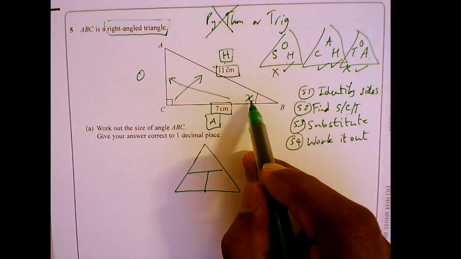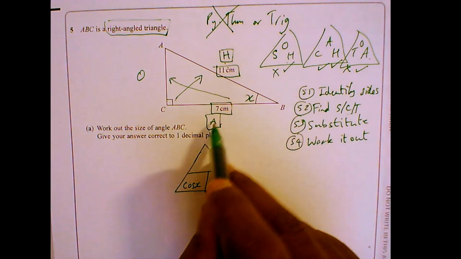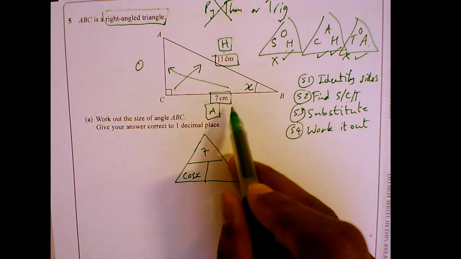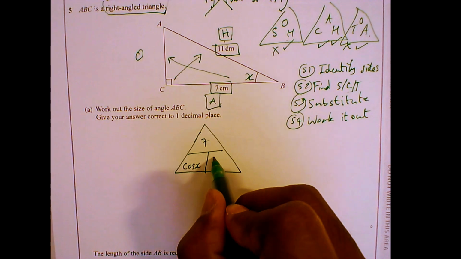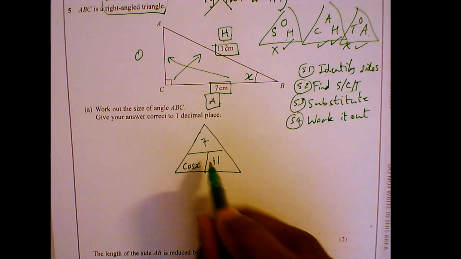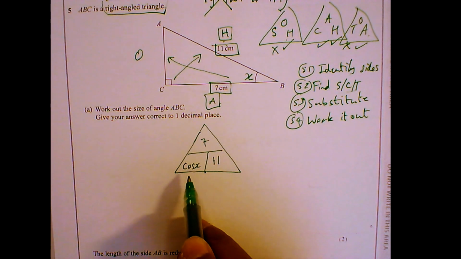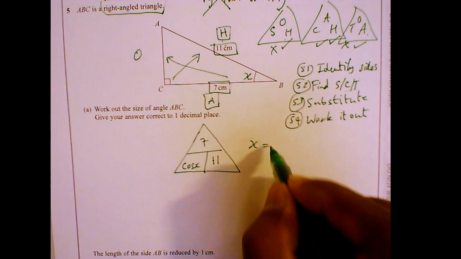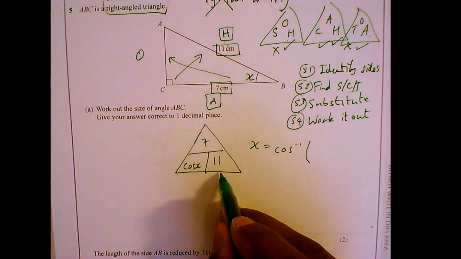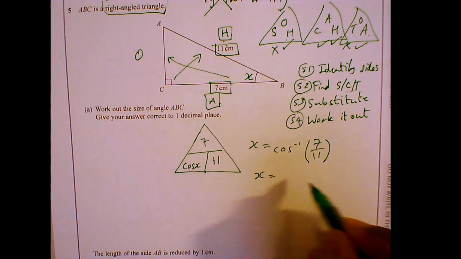So I've got cos X equals adjacent over hypotenuse. My adjacent is 7 and my hypotenuse is 11. Because I'm working out an angle, I can do the inverse of cos. So X equals the inverse of cos of 7 divided by 11. And now I can get my calculator out and work this out.